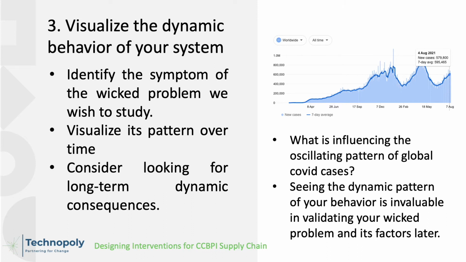A good example would be looking at the behavior of COVID cases at the global level, and we ask ourselves what is influencing the oscillating pattern of cases. That will help us understand whether the system we're trying to understand was able to capture the right drivers or influencers that could most probably explain the behavior that we are seeing now.